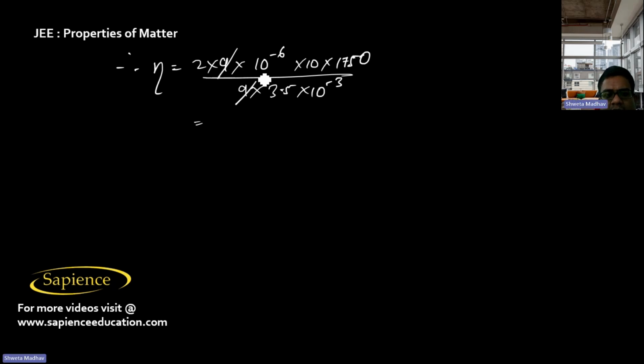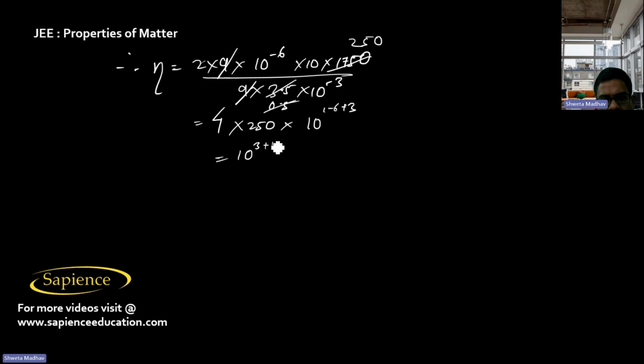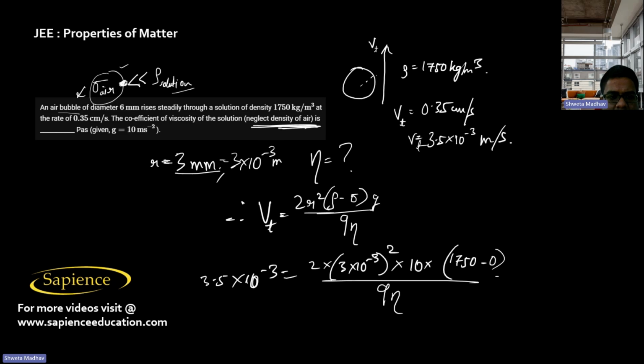So 9 and 9 will get cancelled. So this will be 7 5s are 35, 7 2s are 14, 7 5s are 35, 0. This is 1 by 2, so this will become 4. 4 into 250 into 10 power 1 minus 6 plus 3. So this will be again 25 for the 100, so this will be 10 power 3 plus 1 plus 3 minus 6. So 6 and 6 will cancel, so 10 power 1, that is 10 Pascal second. So 10 is the answer, which is the required coefficient of viscosity of the solution.